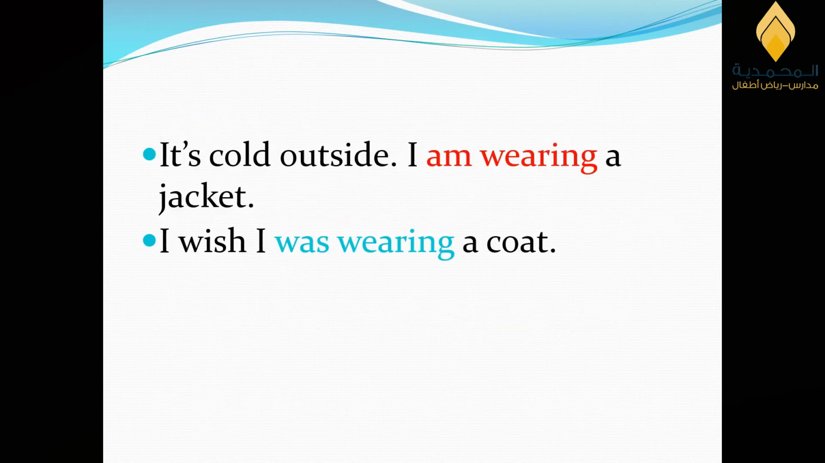Now, let's look at this example. It's cold outside. I am wearing a jacket. In this case, you are talking about something that is happening to you at the current moment. It is happening now. So that's why we've used present continuous. But when you want to express a wish about the present situation, you have to take the tense one step back. That means if it was in the present continuous, you're going to have to write it in the past continuous. This is for extra information.